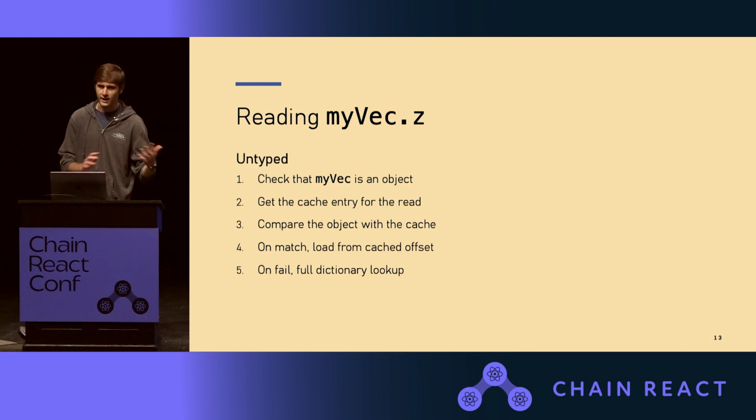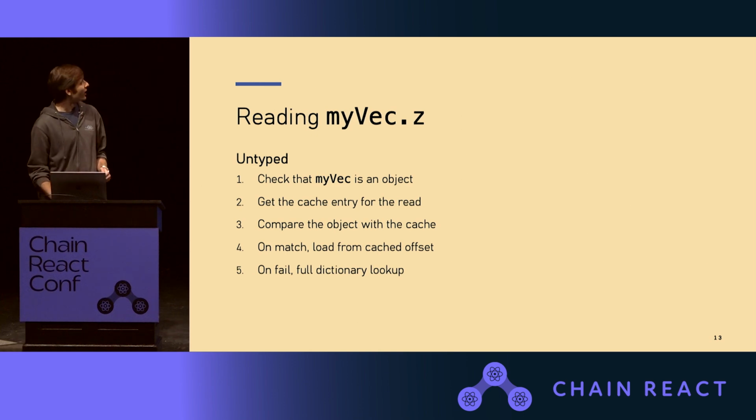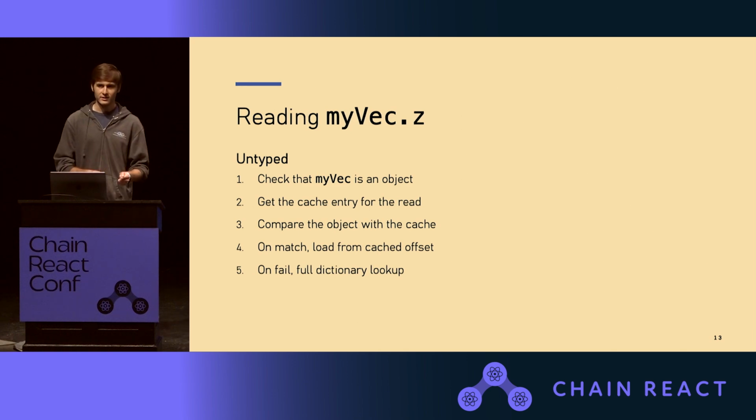First, we have to get the cache entry for the read. Then we compare the object with that cache entry. If it matches, then we can do a fast load from the object at the cached offset. But if that doesn't work, then we have to fall back to the full dictionary lookup, which can be hundreds of times slower.